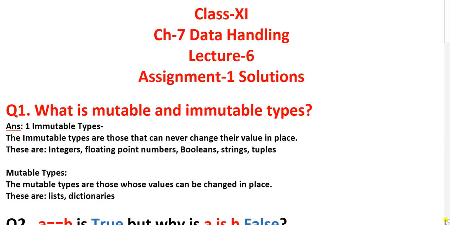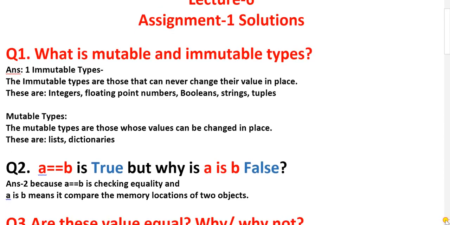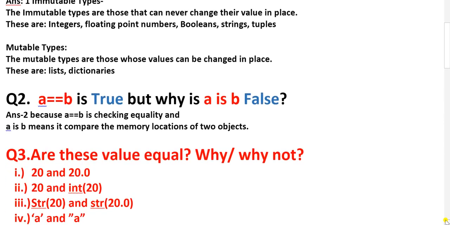Question number 2: a == b is true, but why is a is b false? Because a == b is checking equality, and a is b compares the memory location of the two objects.